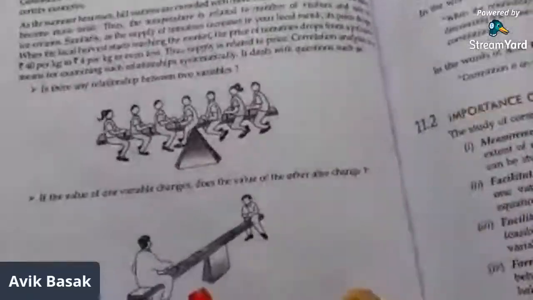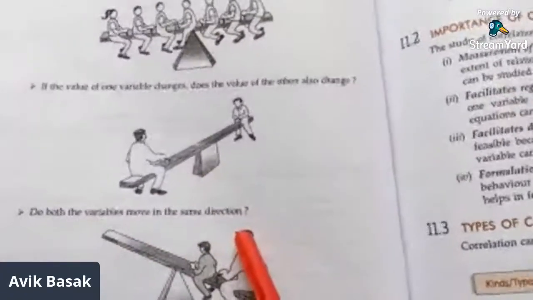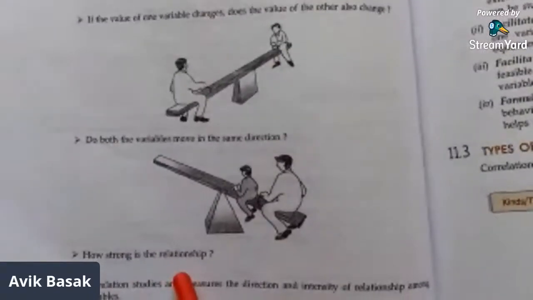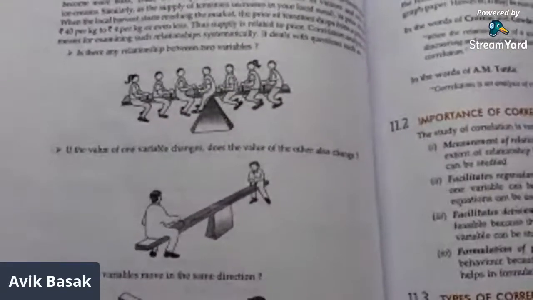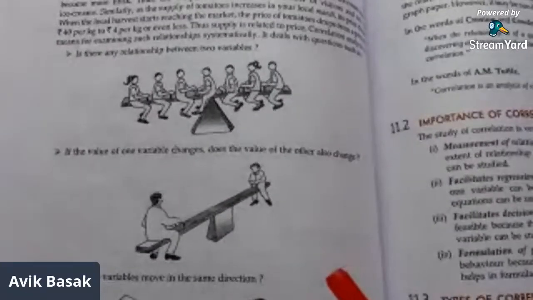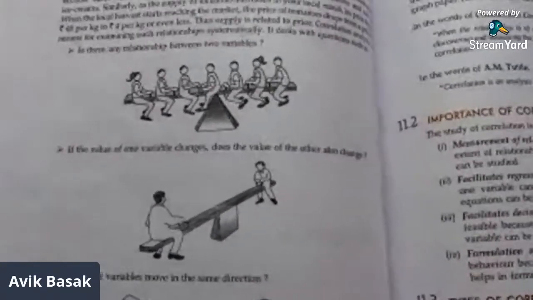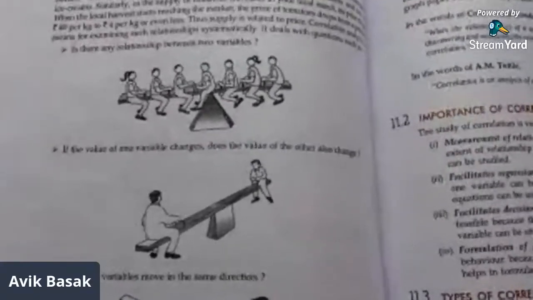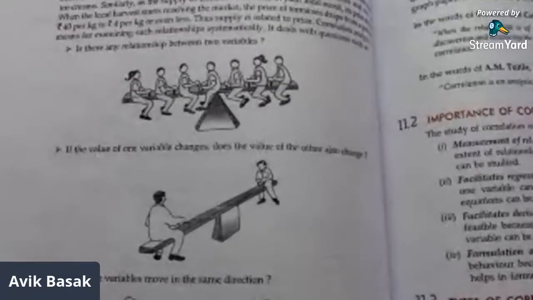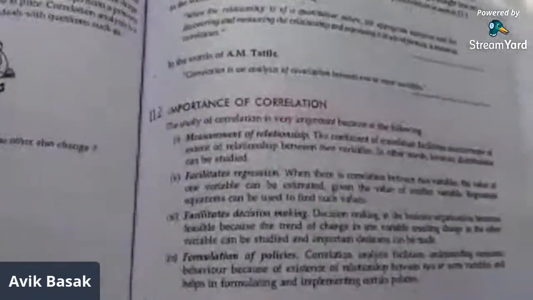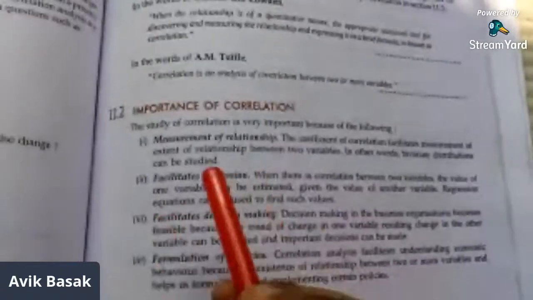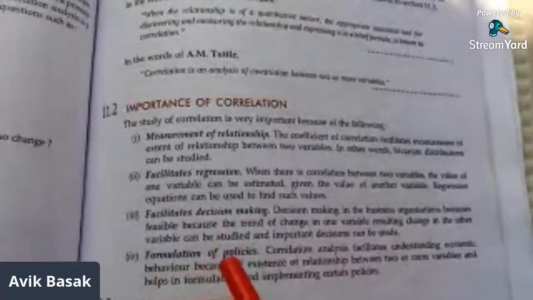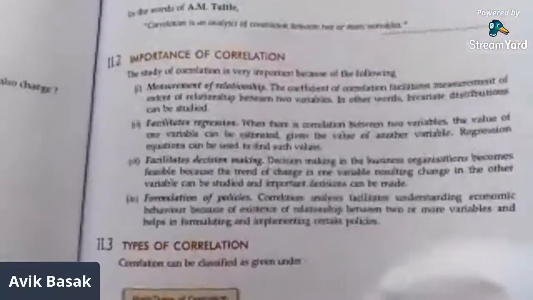Rekha, good morning. Third, do both the variables move in the same direction? Or next question, how strong is the relationship? So this type of questions come up. And who are those two variables for which we are doing these questions? X and Y, both these variables. Now there is certain importance of correlation. First of all, measurement of relationship facilitates regression, facilitates decision making, formulation of policies. All these are there.